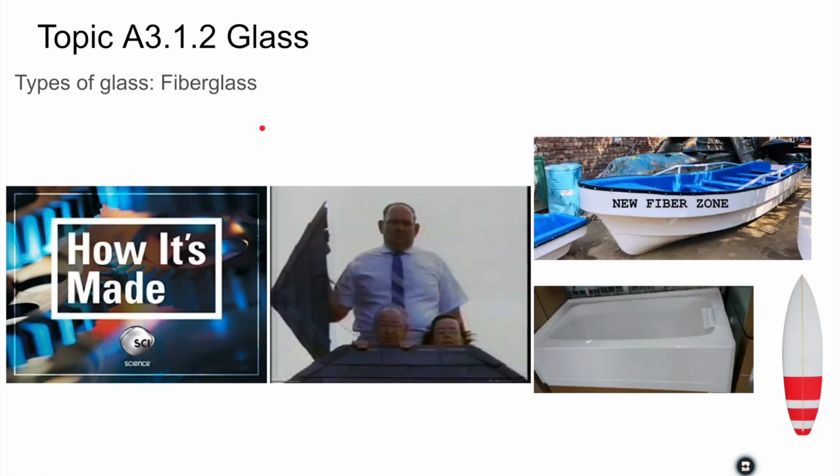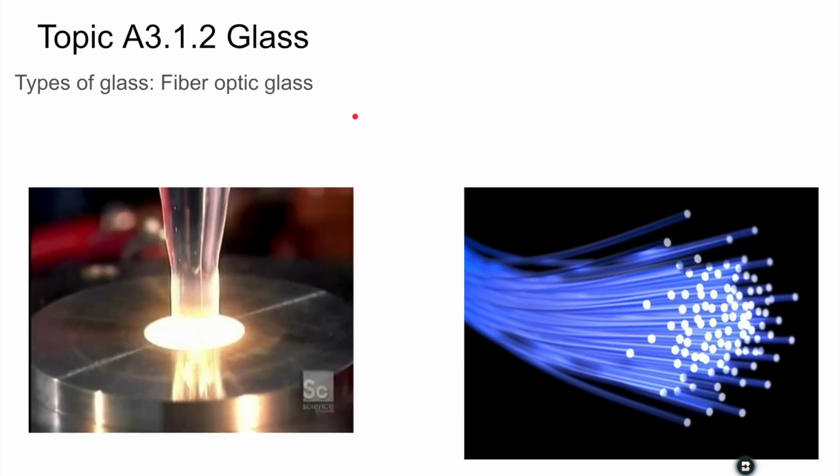Another type of glass you probably are familiar with is fiberglass, and we use fiberglass for things like boats or bathtubs or surfboards. These are a couple of videos that you can watch about fiberglass. Fiber optic glass is a type of glass that transmits light through it, so it acts kind of like a little tunnel that light can travel through. And this is actually one of the ways that we communicate around the world. So lots of internet signals are transmitted through fiber optic glass.